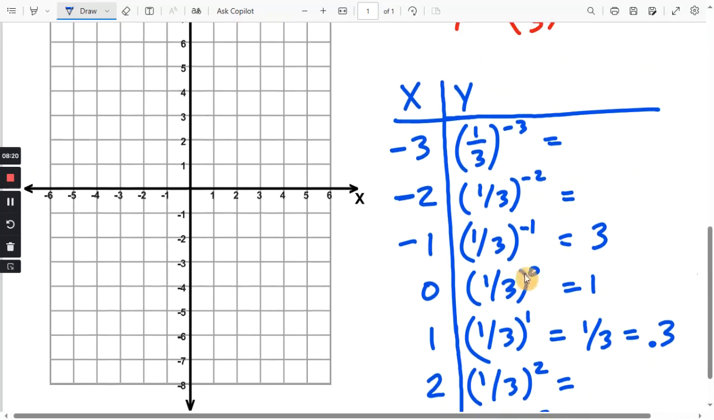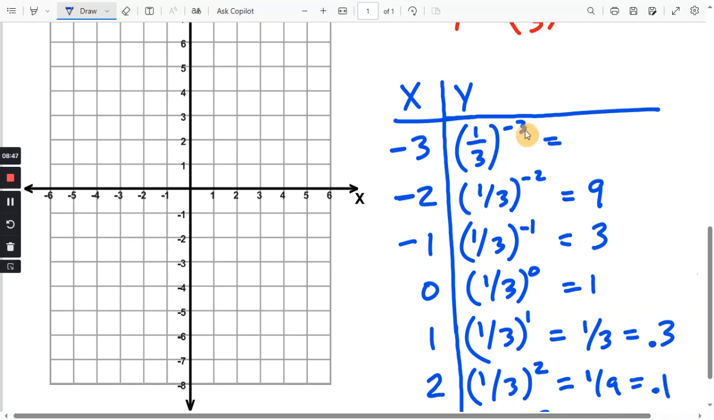Because the negative sign takes the reciprocal. So 1/3 with a negative sign, the reciprocal of 1/3 is 3. So that's going to be 3 squared, or just 9. And 1/3 to the 2nd is the reciprocal of that, so this 9 is down here. That's going to be 1/9. Rounding off, that's about 0.1.